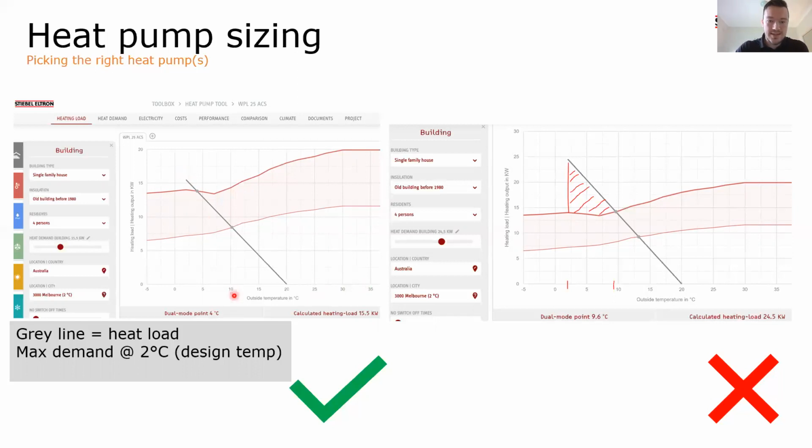Let's say at 10 degrees, your house holds up well, does not need to be heated anymore. At 10 degrees, the heat load would be 0, then that's great. It means a very steep line here.